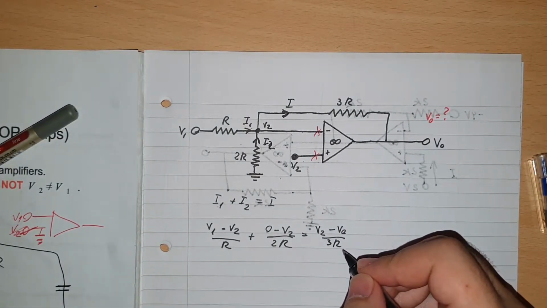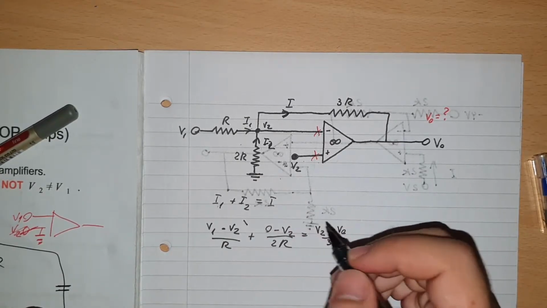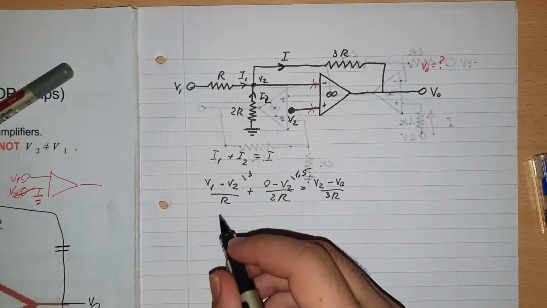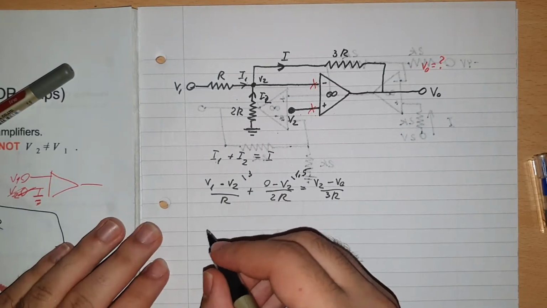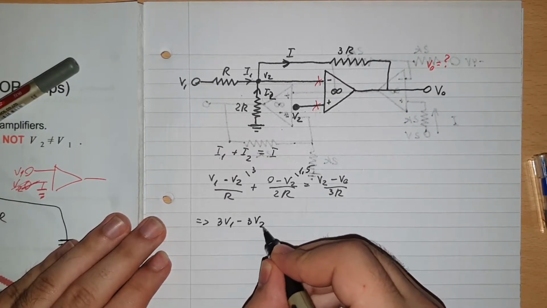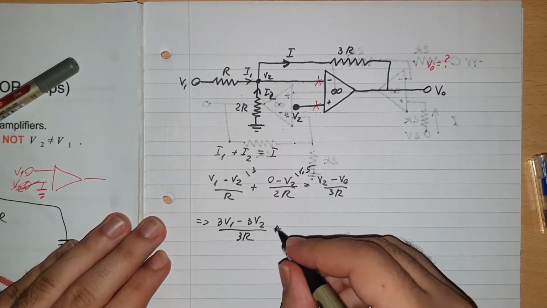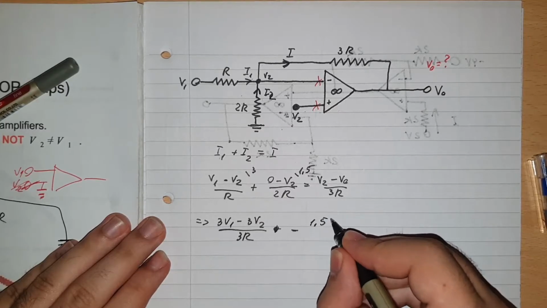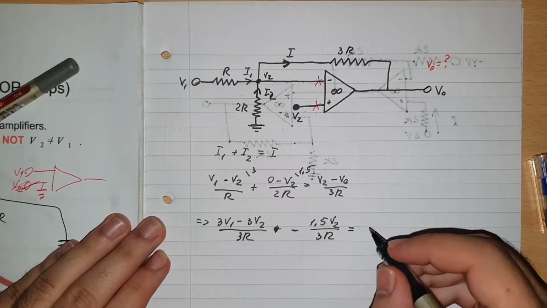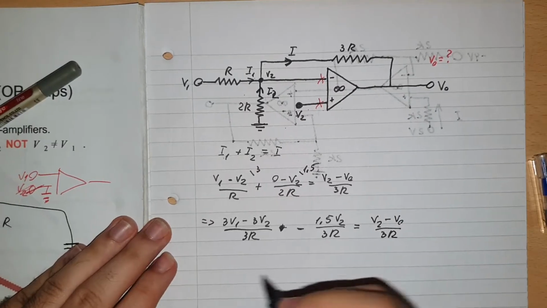Alright, now what do we have to do? Well, we have to get them to a common factor. So we need to multiply this one by 3, and we will need to multiply this one by 1.5, so we get the same R. Then we'll get 3V1 minus 3V2 over 3R, plus this will be a minus 1.5 V2 over 3R, equal with V2 minus V out over 3R.